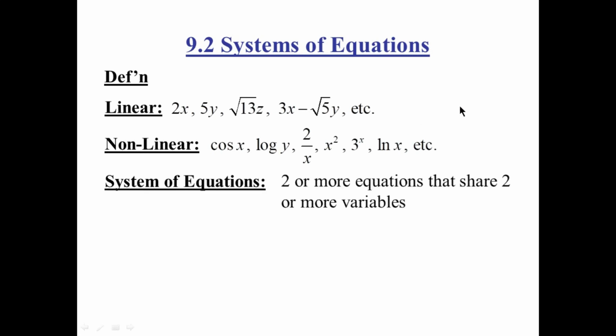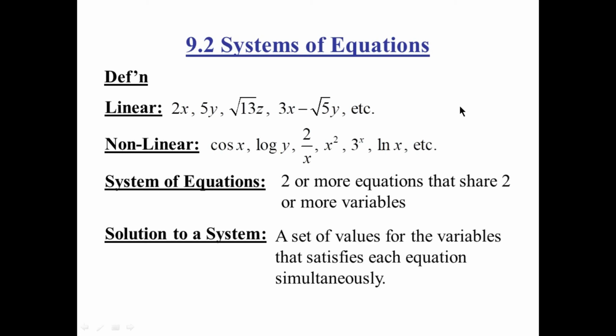A system of equations is when there's two or more equations in two or more variables. And a solution to a system is a set of values for the variables that satisfies each equation in the system simultaneously.